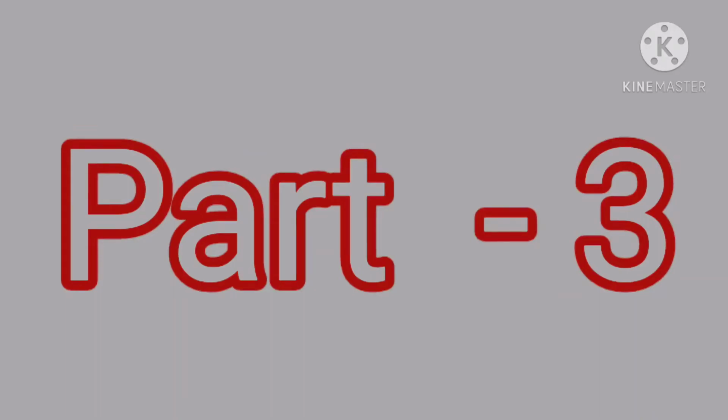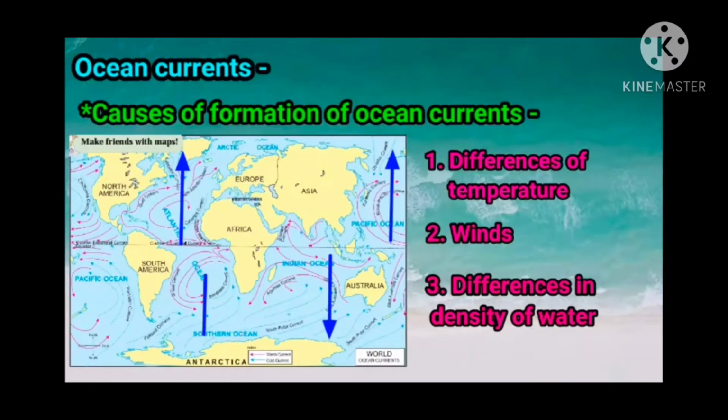In the last part we have seen what is the diurnal range of temperature. We also saw that the difference in the mean temperature of summer and winter is called the annual range of temperature. And causes of ocean currents. What are the causes of formation of ocean currents?